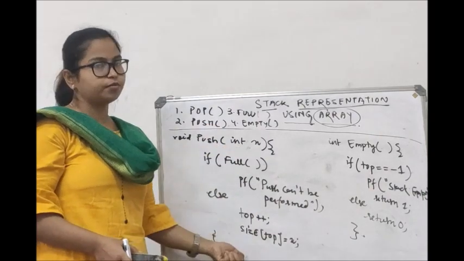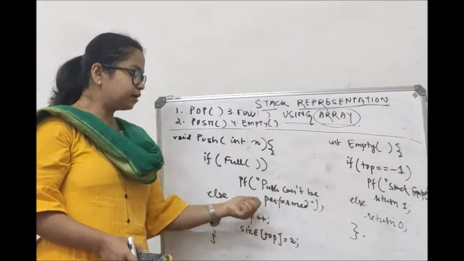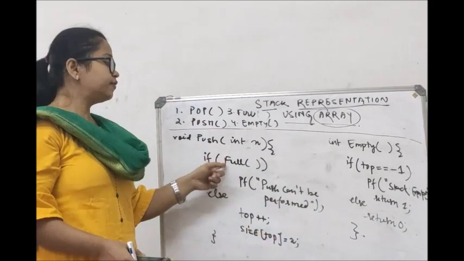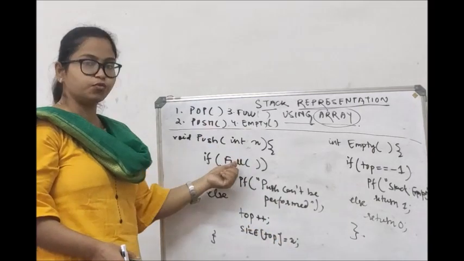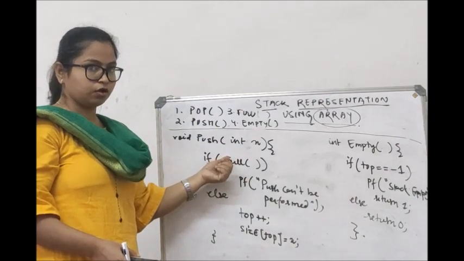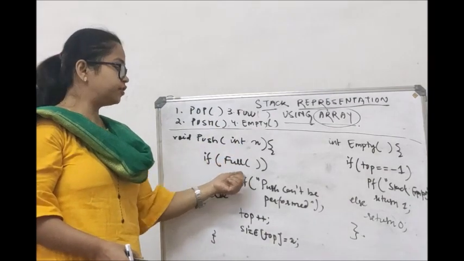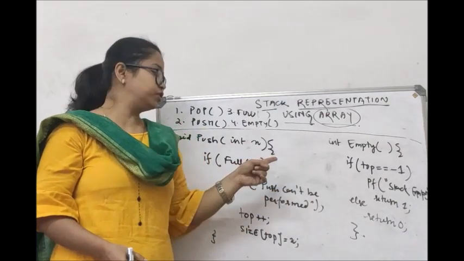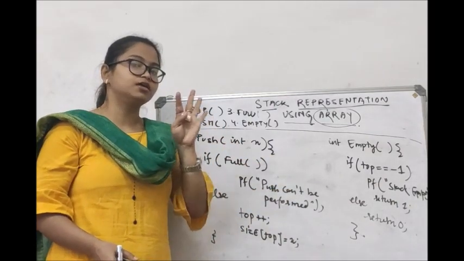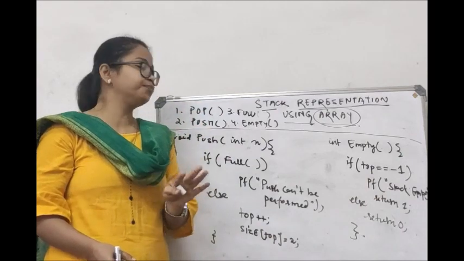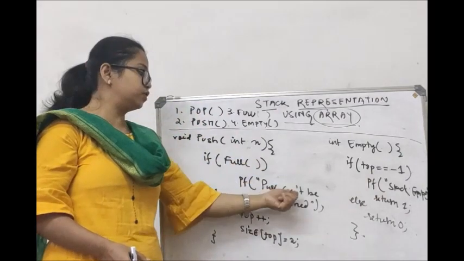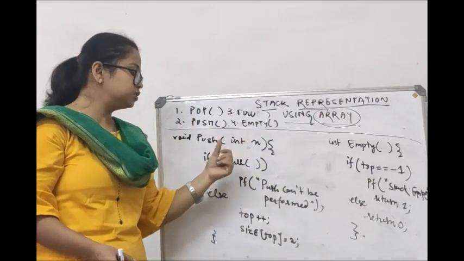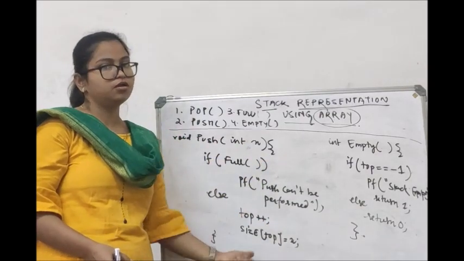We can increase the top, and at the topmost position we can put the variable x. If the stack is full, if it returns 1, then push cannot be performed. If indeed the stack is full, then push cannot be performed. If it returns false, then we can perform the push operation.